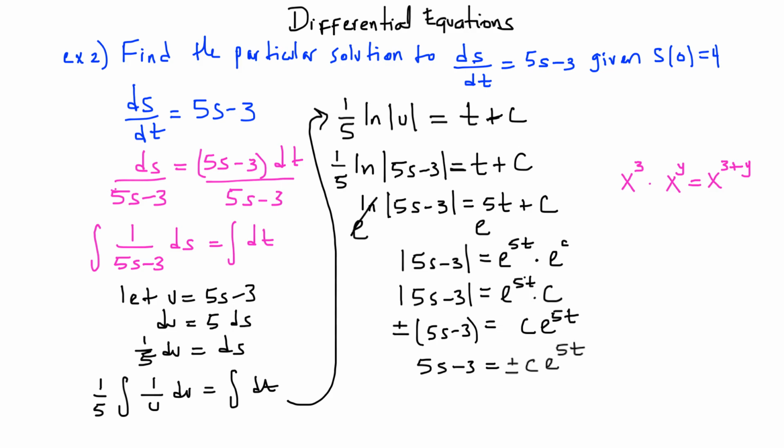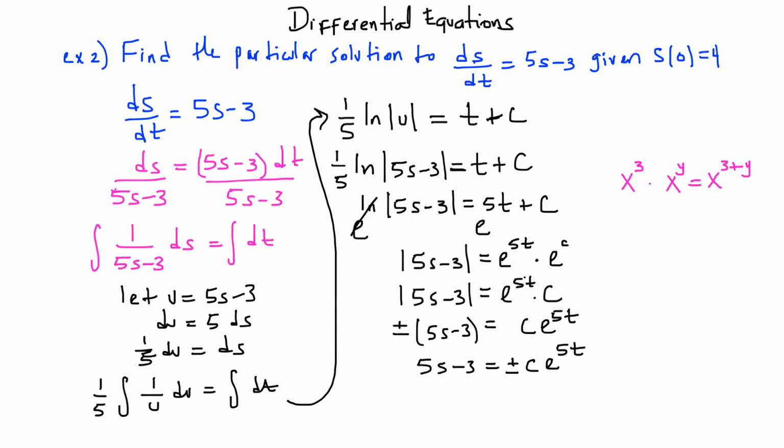So I have 5s minus 3 equals plus or minus c e to the 5t. And my advice to you is, when you have an ln with an absolute value, it's always best to go about it this way. It probably looks a little convoluted at first, but trust me, if you practice some more of these, you'll see that this is one of the best ways to go about it.